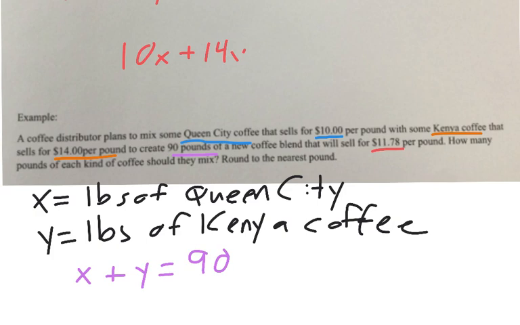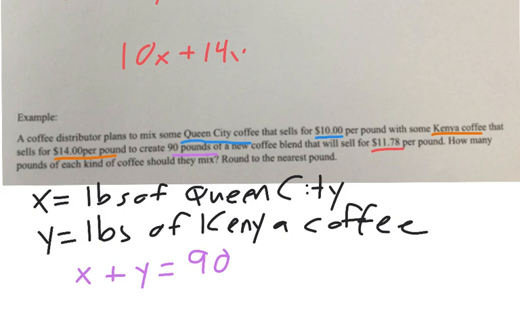So this is how many pounds of Kenya coffee I'm using. So say if I was using 30 pounds here of Kenya coffee, then I would do 10 times 30 to be how much am I paying in total for Kenya coffee, right? This is the total price of Kenya coffee here. Or sorry, Queen City coffee. I'm backwards, ain't I? This is the total price of Queen City coffee, 10 times X. This is the total price of Kenya coffee. And that would be, if I add those together, that will tell me how much am I going to have to pay for 90 pounds of this mixture.